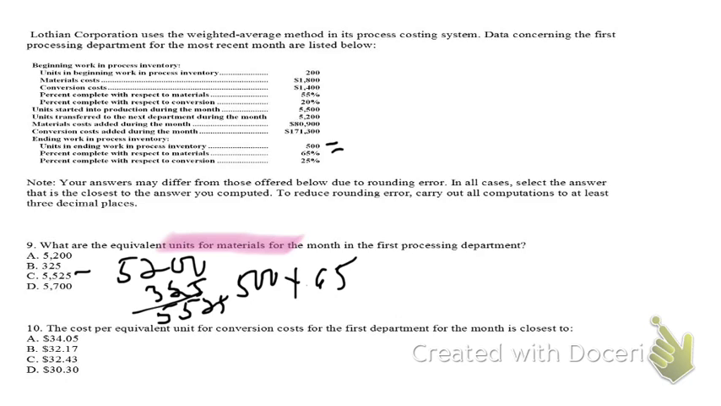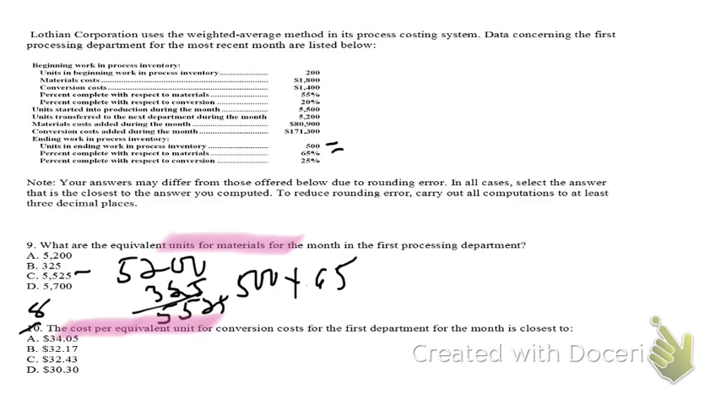The next question, it says here question 10, but it's really not question 10. It is really question number 8, the cost per equivalent unit for conversion cost. And notice what I'm looking for here is the cost per equivalent unit for conversion costs in the first department. So I need to know both equivalent units and my costs.